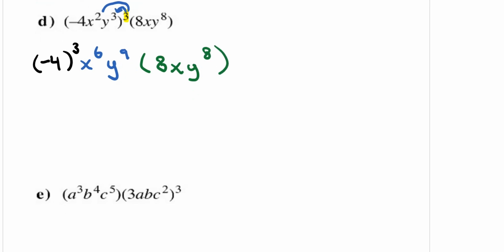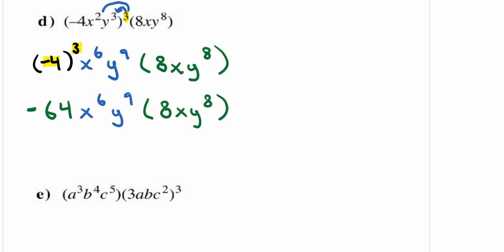All right, so now we got to think about what is negative 4 to the power of 3. That's 4 times 4, which is 16, and 16 times 4 again. So negative 4 times negative 4 times negative 4, that's going to be negative 64, I believe. Then I have x to the 6 and y to the 9, and then I multiply that with 8x y to the 8. Now I have my coefficients here, negative 64 and 8.